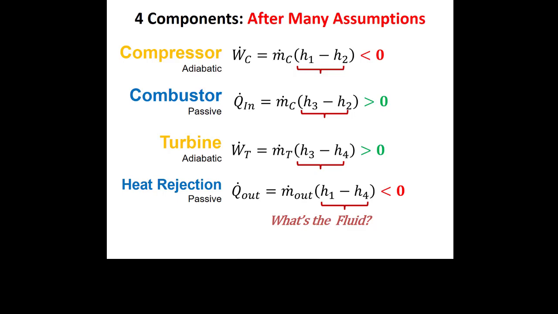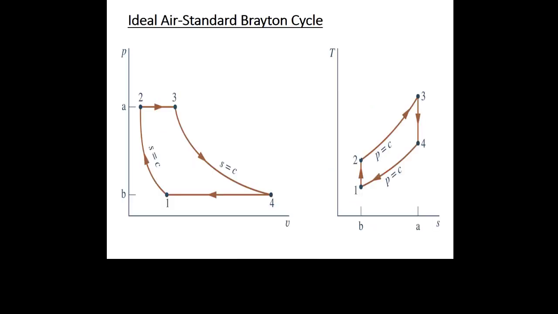But then I've got to ask myself, what's the fluid? How do I fix the state? This is where we differ from a Rankine cycle analysis, because the working fluid here is air, which we're going to assume to be an ideal gas.